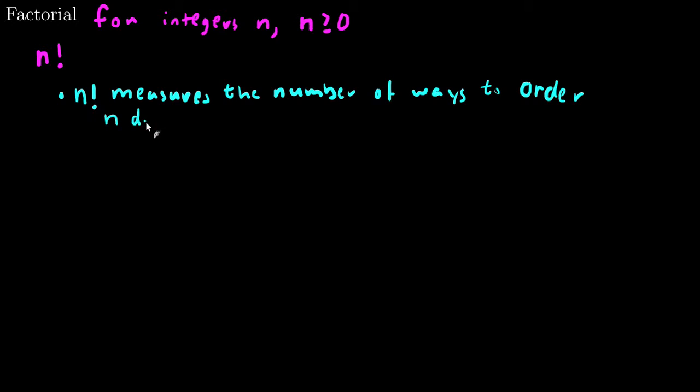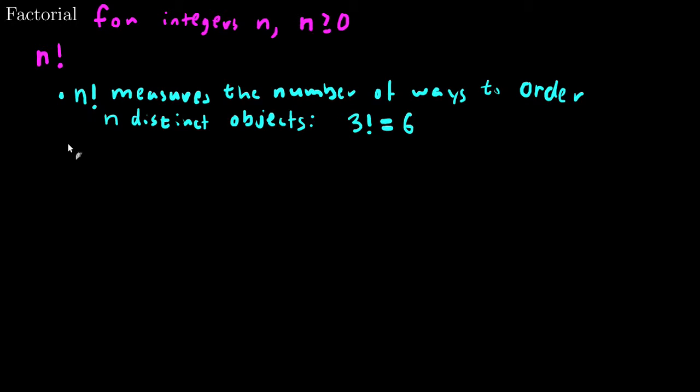n distinct objects or elements or whatever. So in our previous problem we had 3 distinct objects. There were 3 letters, and so 3 factorial gave me 6 ways to order them. That's one way to look at it.